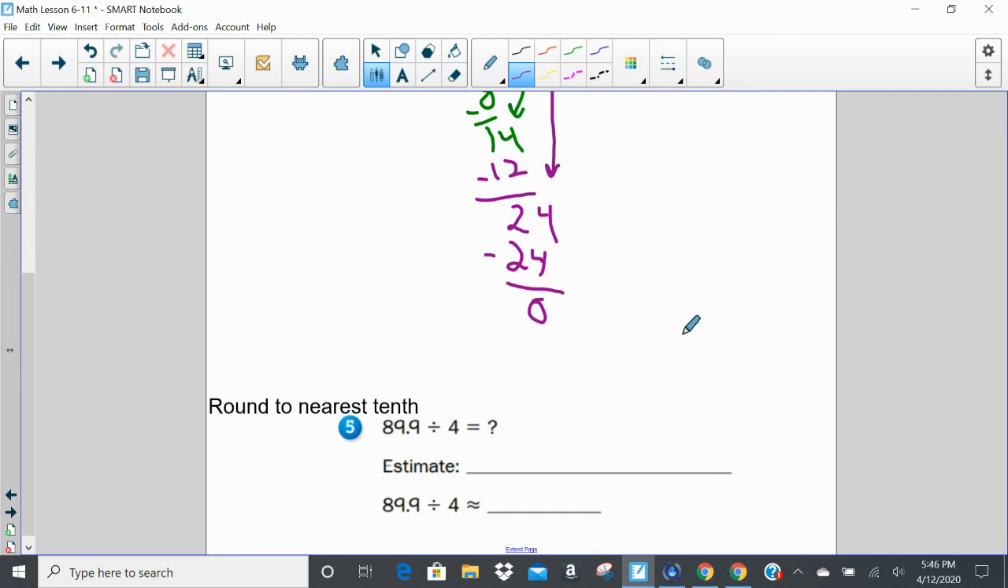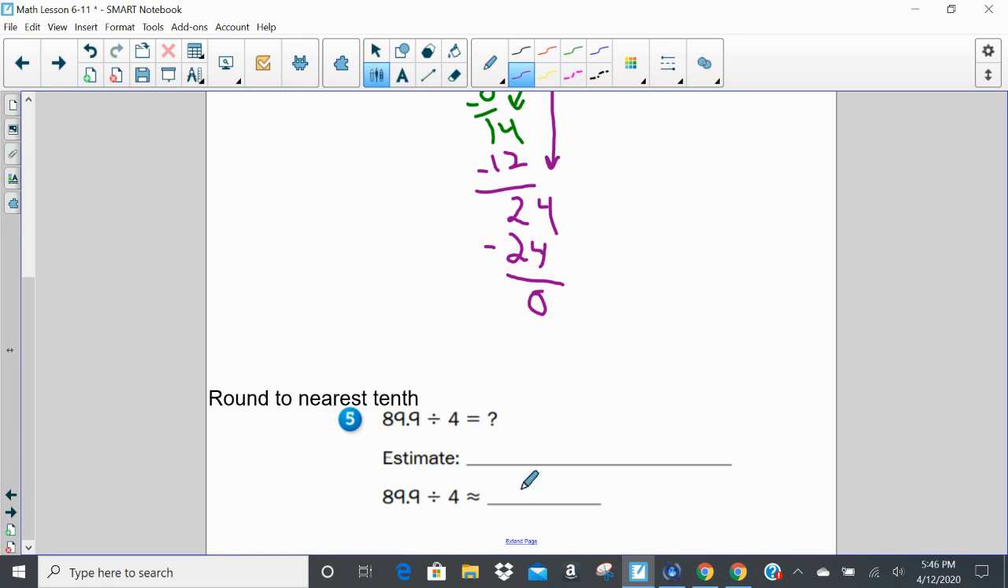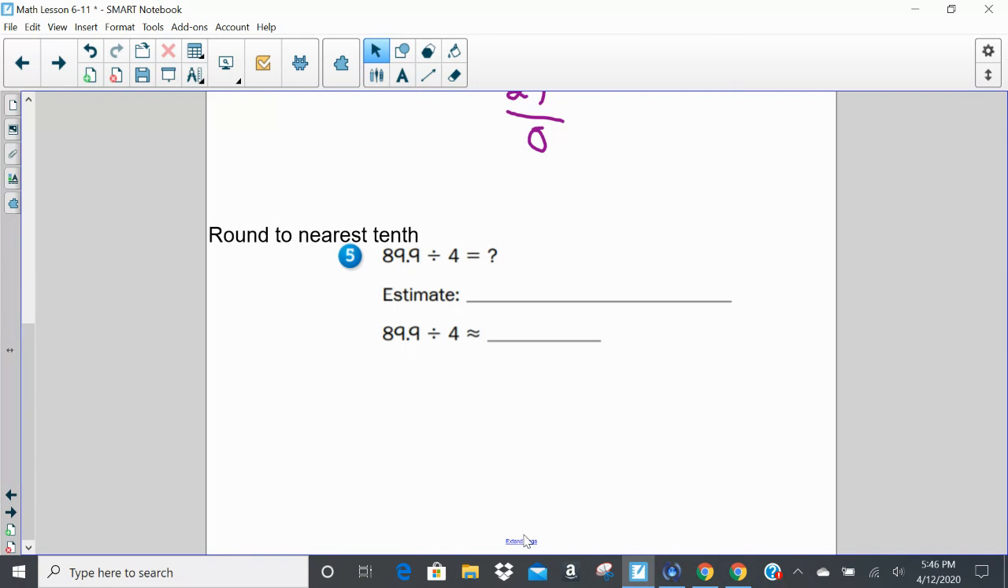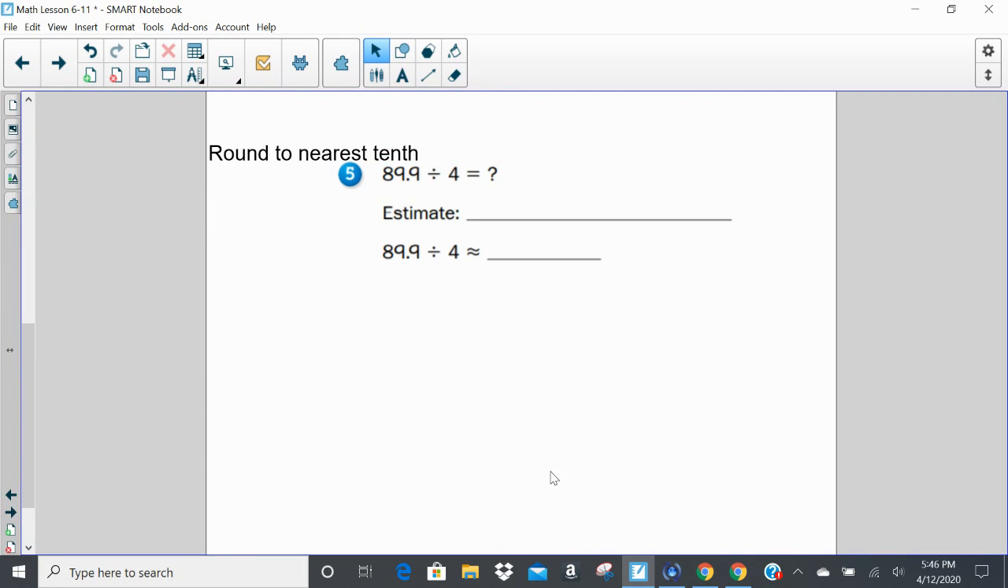All right. Now this problem down here is just like the one that I did for number 2. We need to round this one to the nearest tenth. Okay, so I'm going to estimate first. So 89 and 9/10 divided by 4. What would change here? Let's think.